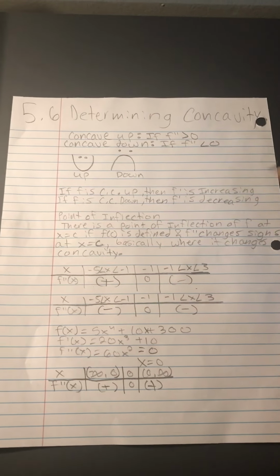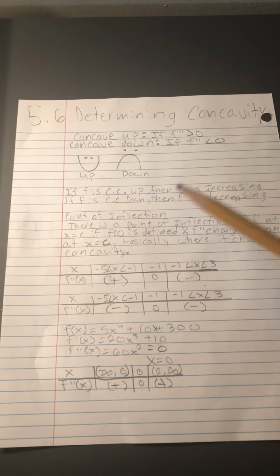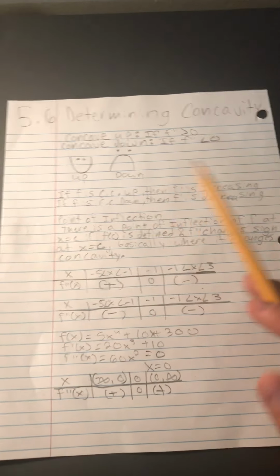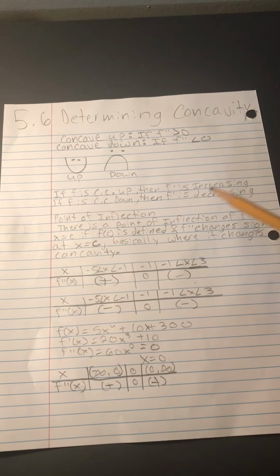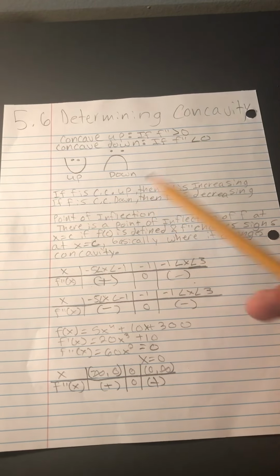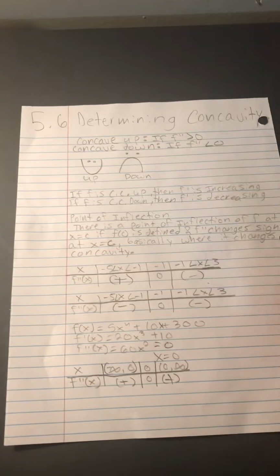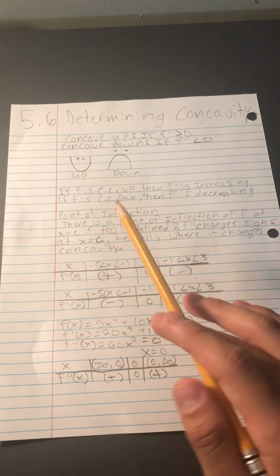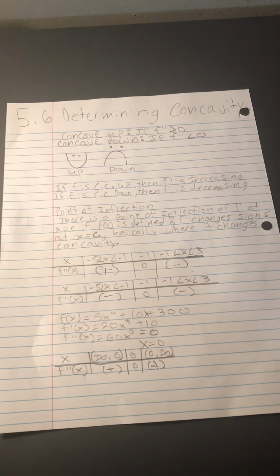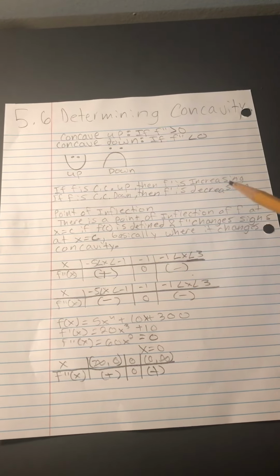Unit 5.6, determining concavity. If f double prime is greater than 0, or positive, it is concave up. If f double prime is less than 0, or negative, it's concave down. Concave down looks like a sad face, and concave up looks like a happy face. If f is concave up, then f prime is increasing, and if it's concave down, then f prime is decreasing.